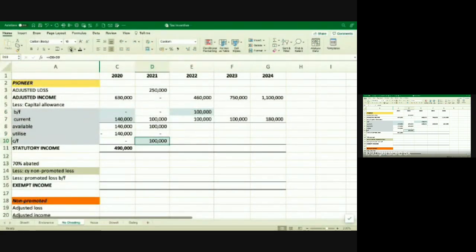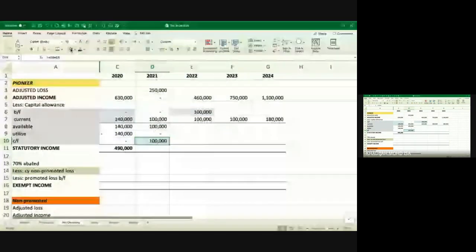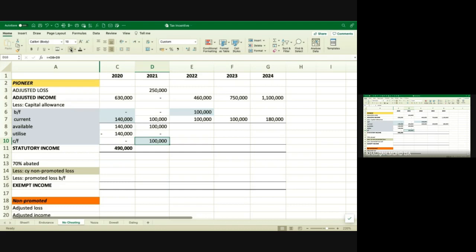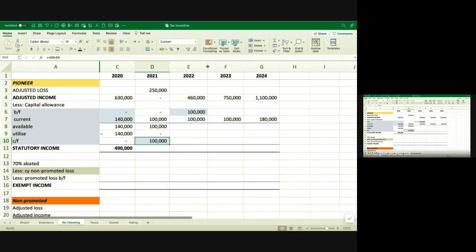If you can see, here is 100,000, it's actually from the carry forward figure. So don't make a mistake. What is a carry forward? What is a brought forward? Carry forward to the next year. Brought forward from the previous year. So do not simply use them interchangeably. They mean different things. If you go for your practical training, make sure that you use the terms brought forward and carry forward correctly.